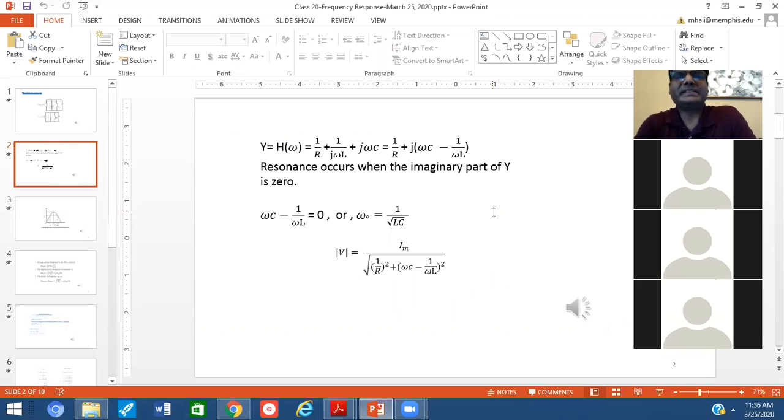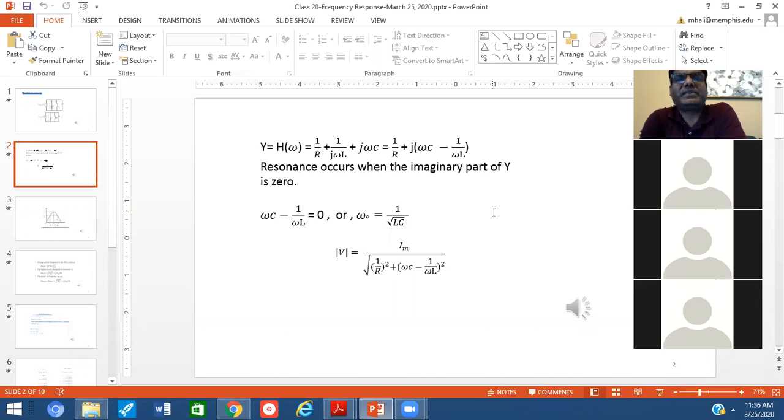As you can see in this slide, on the top, I have written H of omega. H of omega is the transfer function for that circuit. Basically, that is the admittance. You see, I have written Y. Y is the admittance, the reciprocal of the impedance. So admittance is 1 over R plus 1 over j omega L plus j omega C. And you see, I have written 1 over R plus j in parentheses omega C minus 1 over omega L. So now that's the expression for the admittance.